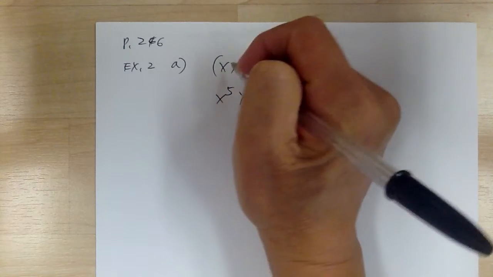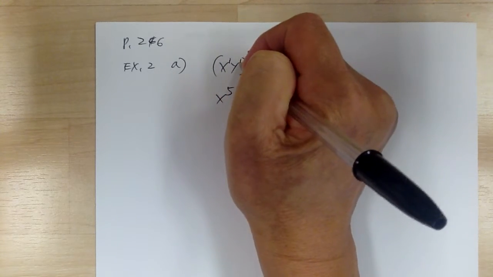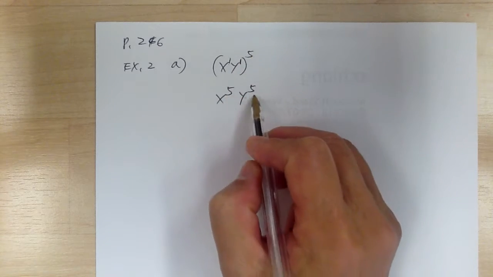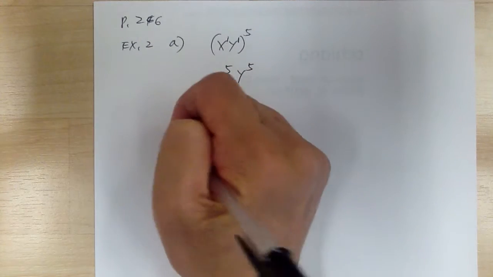Again, when there's no number, it means it's 1. So there's a 1 over here, there's a 1 over here. So 1 times 5 gives you 5. 1 times 5 gives you the 5. Okay, now let's go to b.